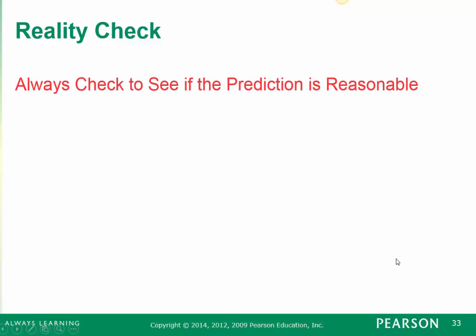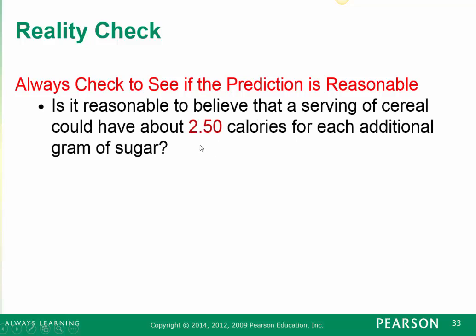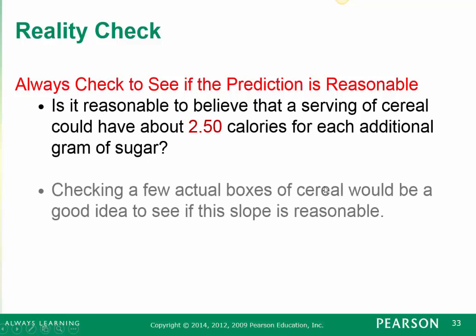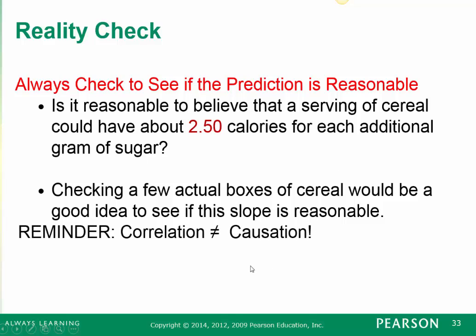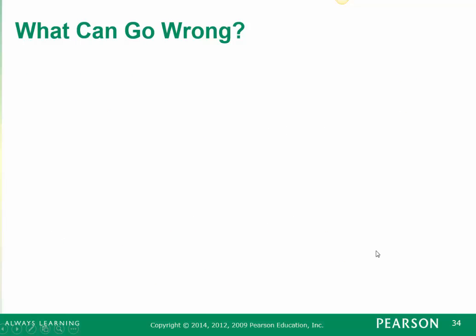Okay, reality check. When you're working a problem, you always want to think about whether or not the prediction is reasonable. Does it seem reasonable that a serving of cereal would have 2.5 calories for each additional gram of sugar? You might look at some boxes of cereal to see if that makes sense. Important to remember, correlation is not causation. We go back to that in Chapter 6. You can't report a cause and effect based solely on regression analysis.